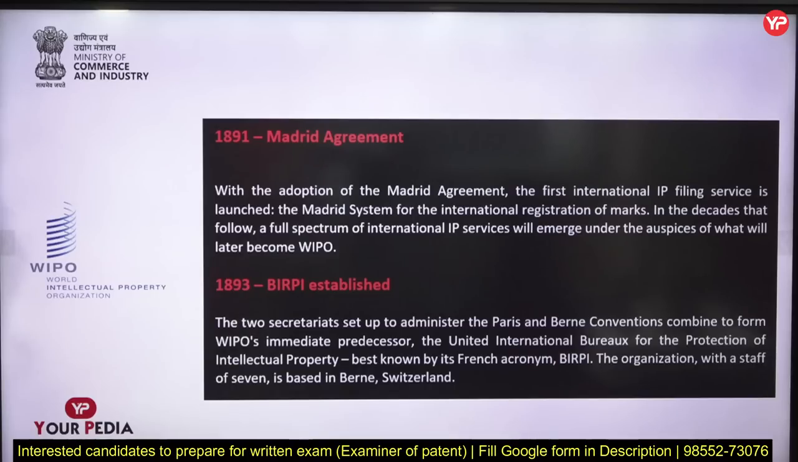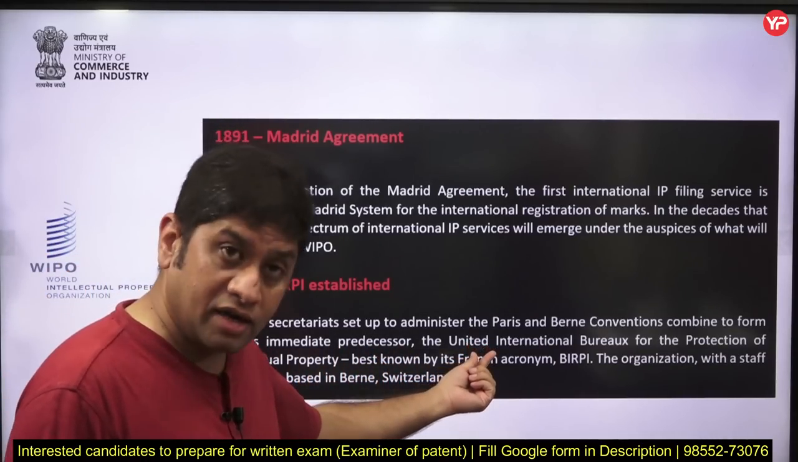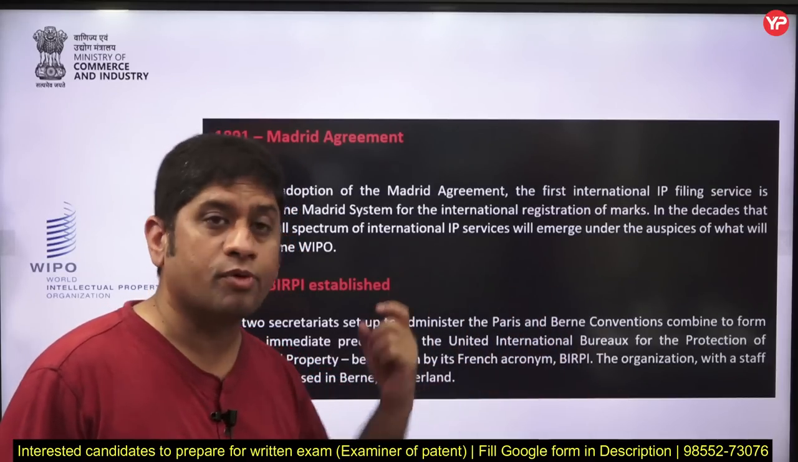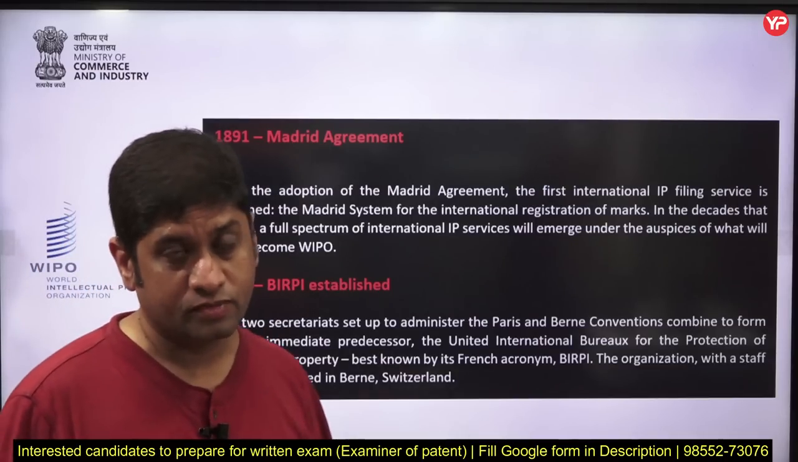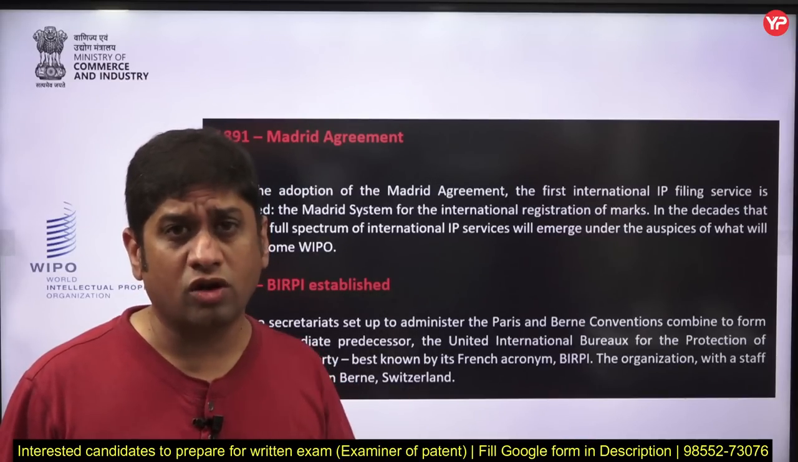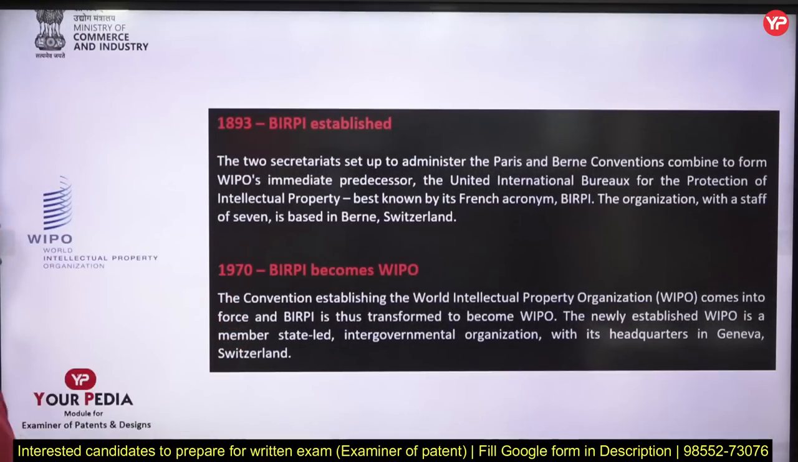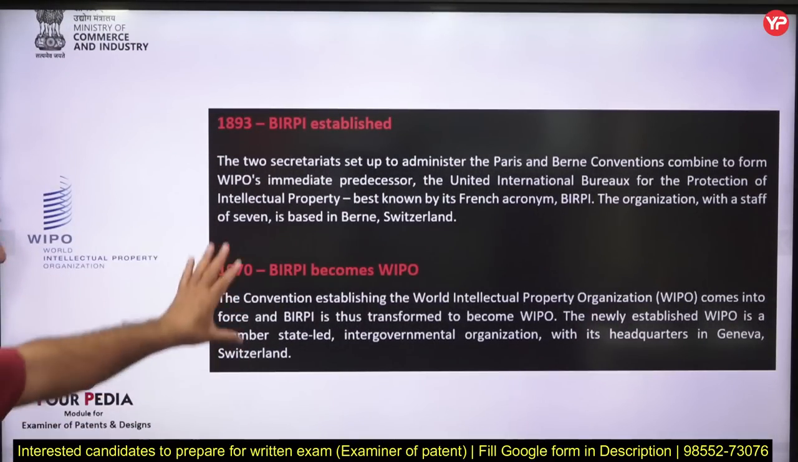1893. So it was based in Bern, Switzerland, and that was the United International Bureau for Protection of Intellectual Property, and the acronym is BIRPI. So what is the full form of BIRPI, or what was the predecessor of WIPO? The ancestor or predecessor of WIPO was the United International Bureau for Protection of Intellectual Property. Its acronym is in French, because we don't know the French name. BIRPI. Now, BIRPI was established, so that is what we discussed.